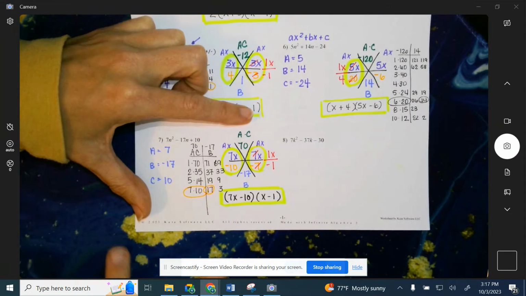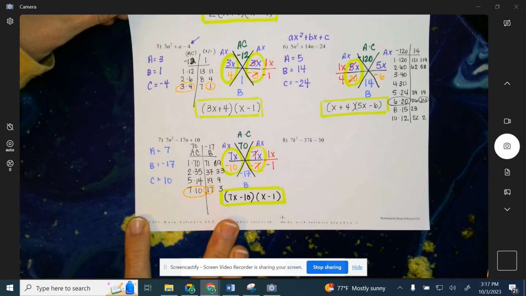All right, for the sake of time, if we have more time, I'll come back and work 8, and we'll do another one. Plus, it'll be nice to take a break because we're going to do something totally different.